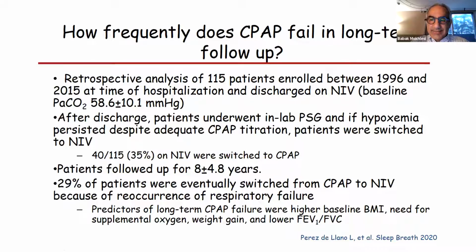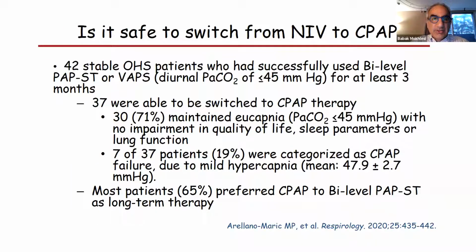So lastly, I'll share this study with you that was just published. This is a study in which they looked at how safe it is to switch people from NIV to CPAP. They had 42 patients with stable OHS, whose CO2s had improved to normal after several months of therapy. And 37 of them were able to be switched to CPAP. And of these, 30 maintained eucapnia over time. That means 70% of 42 people.